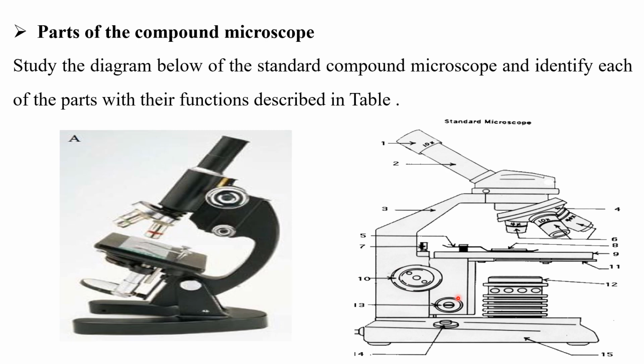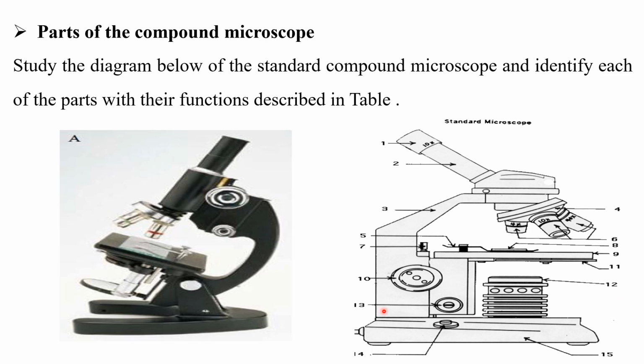Number ten is coarse adjustment. It's used when we are using the low powers. Number eleven is controlling light, light concentrating objectives. Number twelve is called diaphragms.